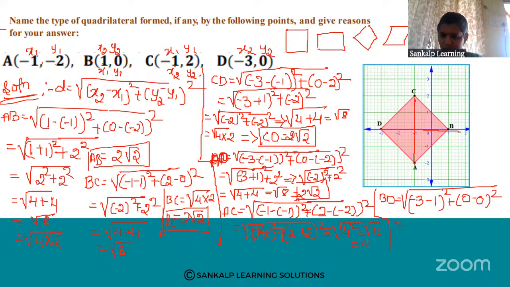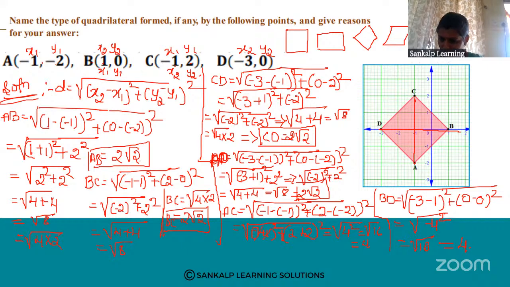Yes. So this is minus 3 minus 1. That means this is minus 4 whole square. 0 minus 0 is 0 only. So minus 4 square means it is 16. Minus into minus is plus. So 4 into 4 is 16. Again, square root of 16 is 4. That means the value of BD is equal to 4.